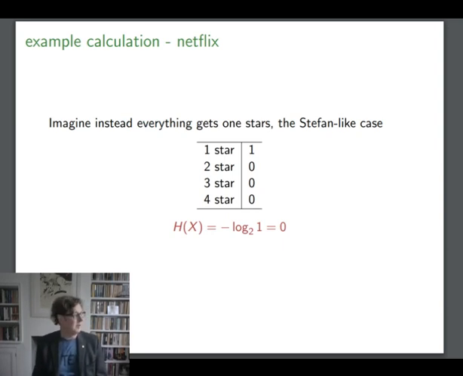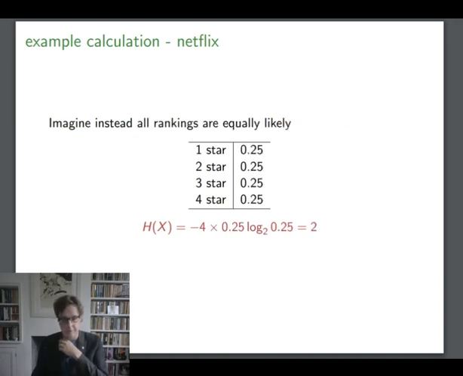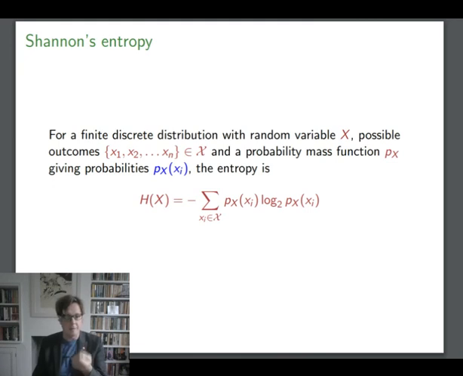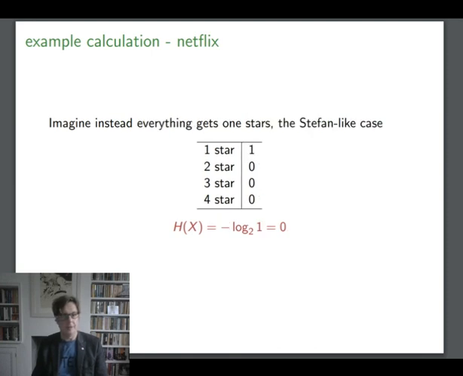Imagine that whenever you looked at the star rating of a film, it was always 1 star. Well, then you get the log to the base 2 of 1. There's a delicacy, which is that in this formula, you have to decide what happens if p of x is 0, because 0 log to the base 2 of 0 is not defined. But if you take the limit as epsilon goes to 0 of epsilon log epsilon, you get 0 perfectly well. So it's a convention in the formula for Shannon's entropy that 0 log 0 is 0. And the log to the base 2 of 1 is also 0.